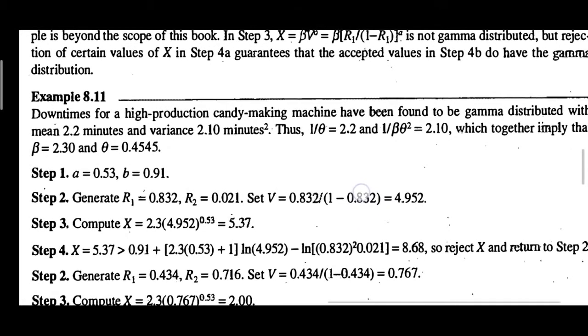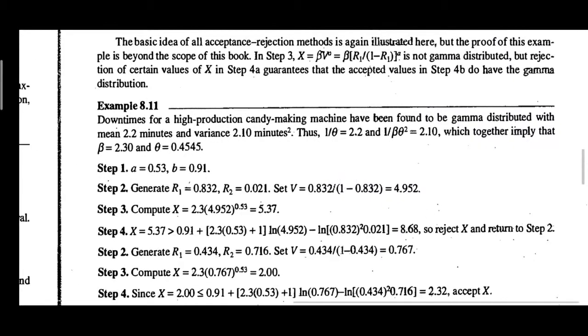Fine. Which together imply that, just continue the statement, beta equal to 2.30, and of course after computation we are getting beta equal to 2.30, and theta is 0.4545. How? You just find out: if 1 by theta is 2.2, then what is theta? You will be getting the answer. It will be 1 by 2.2, right? And the variance is 1 by beta theta square.